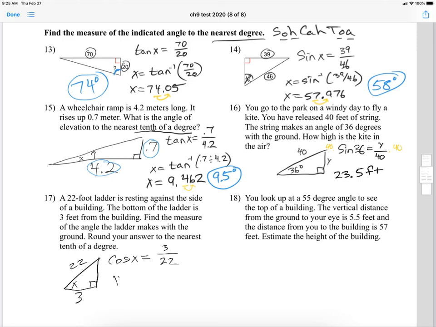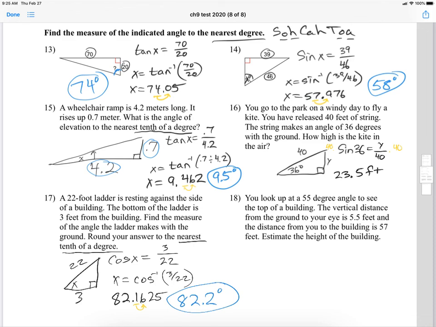Again, to find that angle, you have to take the arc cosine of 3 divided by 22 on your calculator. So hit second, and then the cosine key, and then 3 divided by 22. And that gives you 82.1625. It says round to the nearest tenth of a degree. So we go to our tenths, look to the right, that's a 6. So the answer should be 82.2 degrees.